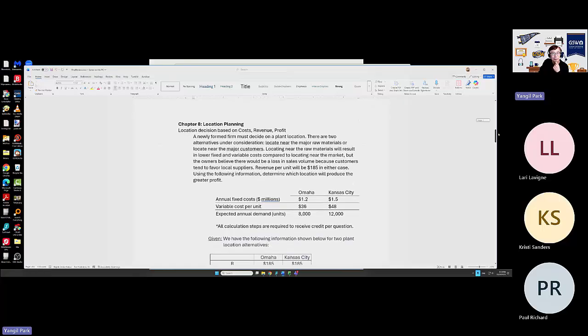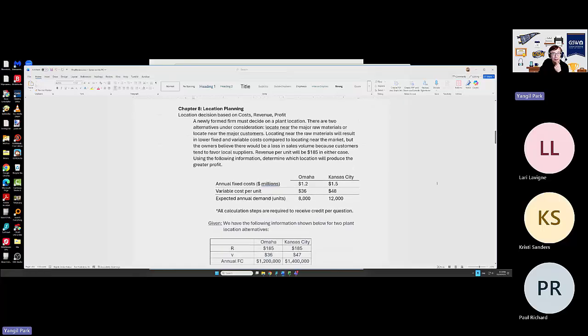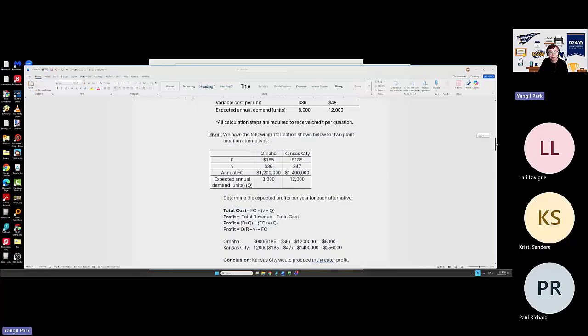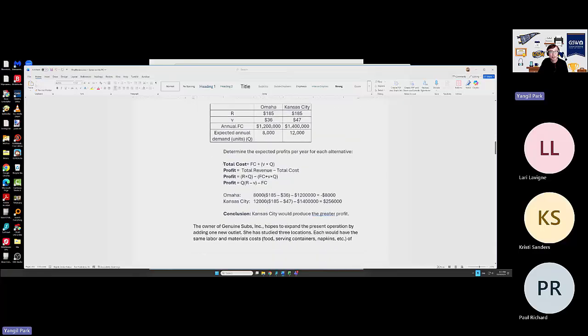Chapter 8 is location planning, comparing different locations, in this example two cities, based on costs, revenue, profit, and demand. That's what we're going to use for all these calculations, formulas, and equations. Again, equations and formulas will be provided, so that you can use them or manipulate them based on the question.